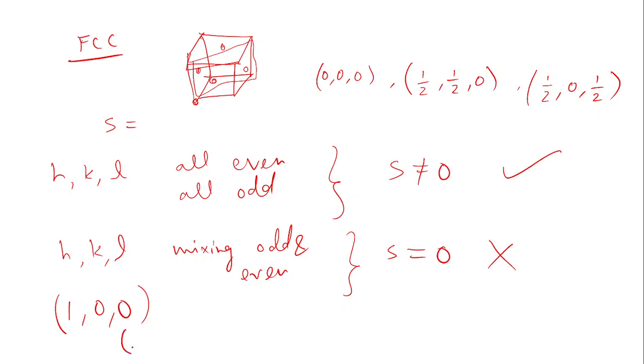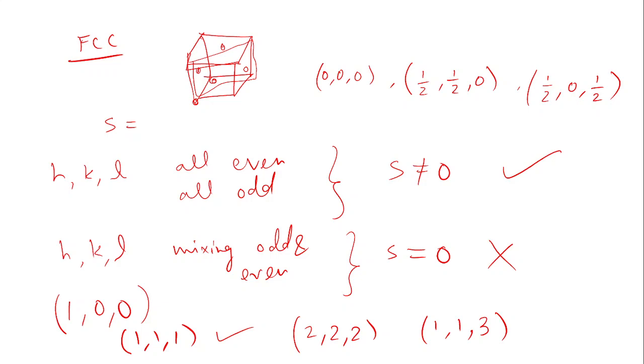And similarly, if I have 111, then all HKL are odd, so we will see this plane. We will see the 2, 2, 2 plane, or we will see 1, 1, 3, because all are odd. But if HKL are mixed, even and odd, then we will not see any diffraction peak. So these are some rules which help us when we get XRD peaks. It helps us identify what kind of crystal structure it could be.